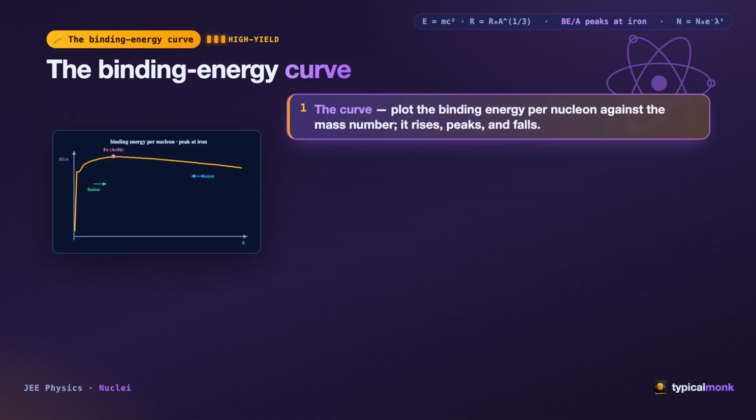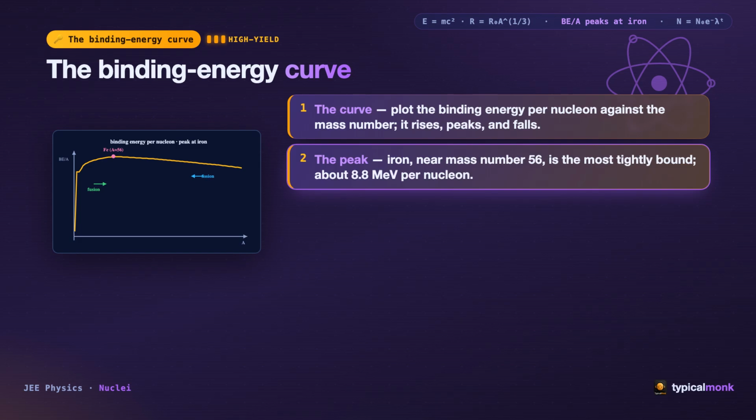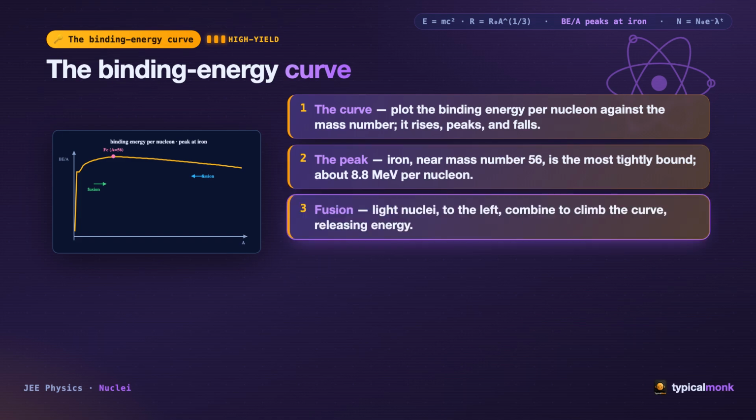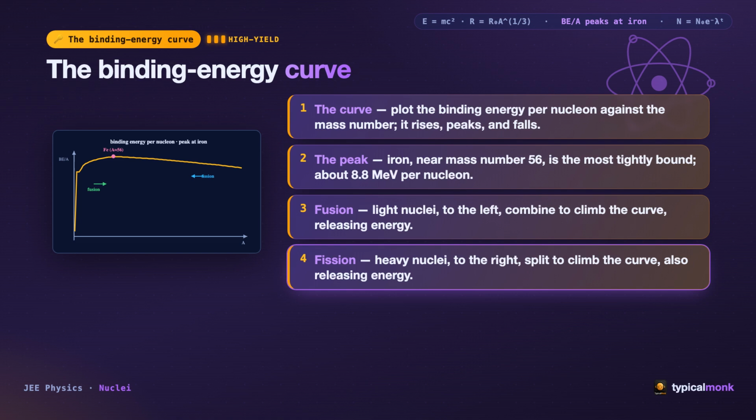Now look at the picture, the binding energy curve. The curve plots the binding energy per nucleon against the mass number, and it rises, peaks, and falls. The peak, iron near mass number 56, is the most tightly bound, about 8.8 mega-electron volts per nucleon. Fusion: light nuclei to the left combine to climb the curve, releasing energy. Fission: heavy nuclei to the right split to climb the curve, also releasing energy.